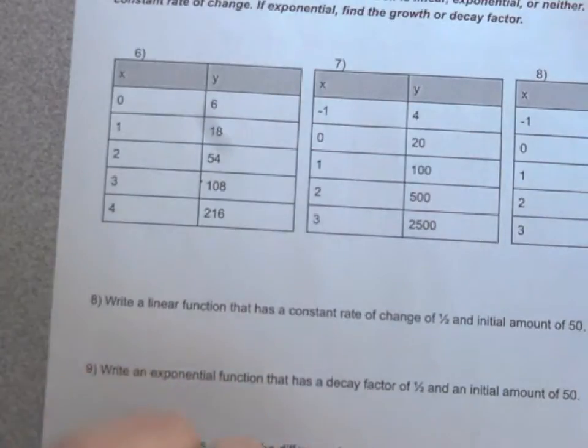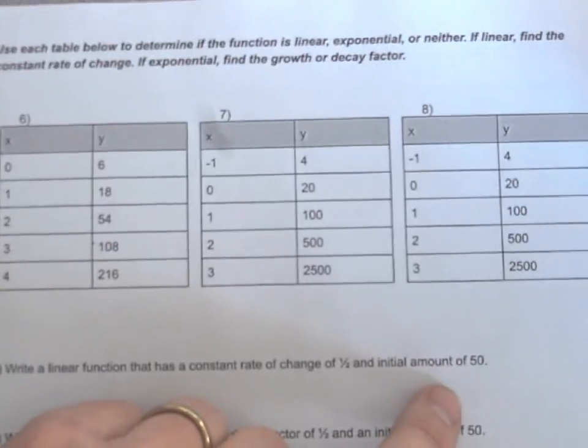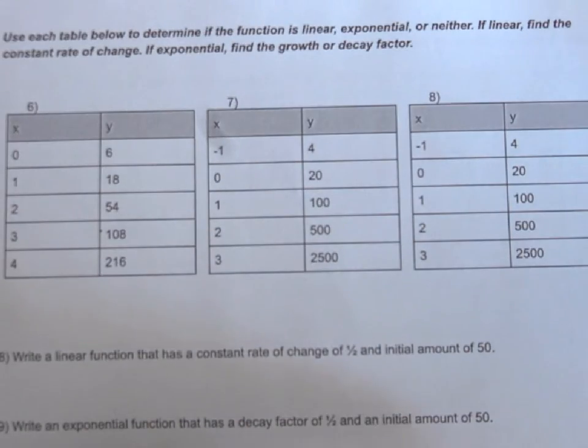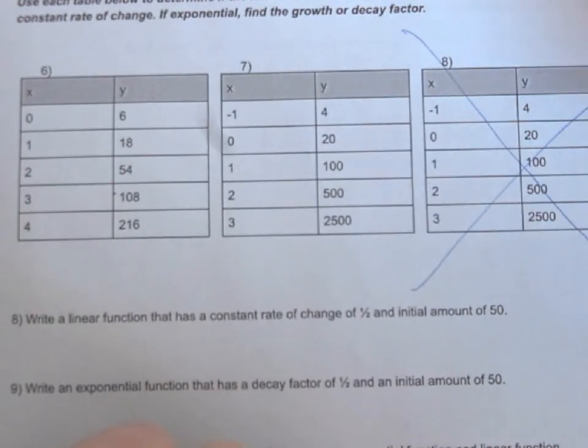Okay, let's take a look at the back. Now we're going to use these tables to determine if the function is linear, exponential, or neither, and then we're going to find the growth factor or the rate of change depending on if it's linear or exponential. Now this is another kind of silly thing that I did. I put the same table twice. That was my bad. But let's take a look.